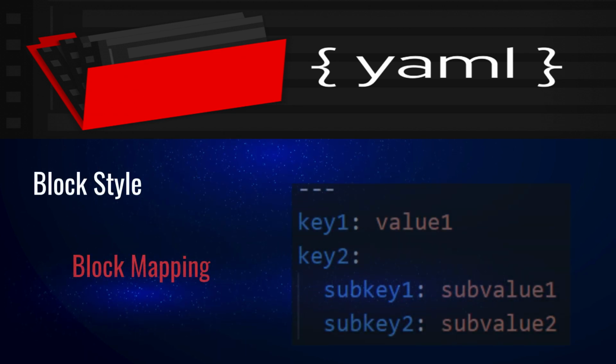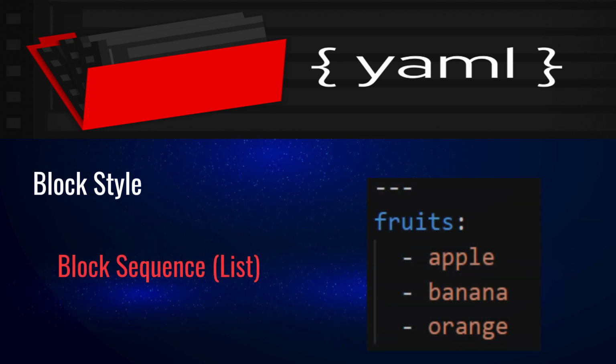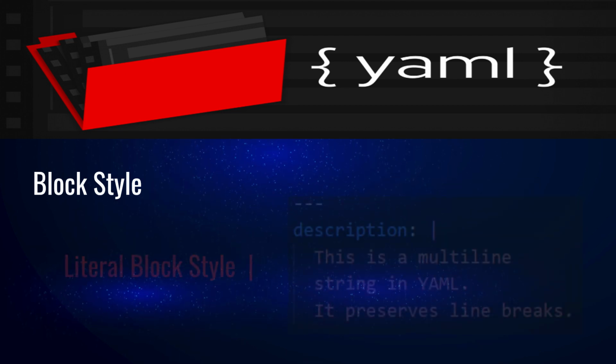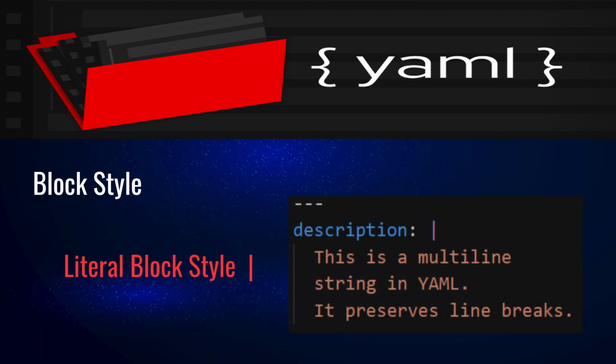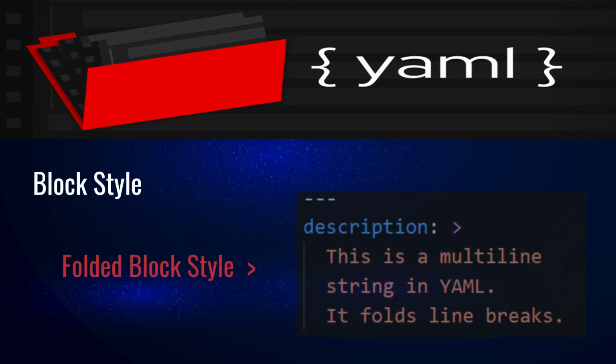Block mapping uses indentation to represent nested structures. Key-value pairs are denoted by a colon. Block sequence uses indentation and hyphen to represent a list. Literal block style preserves line breaks and indentation exactly as they appear in the source code. Folded style folds line breaks into spaces and removes leading white spaces.